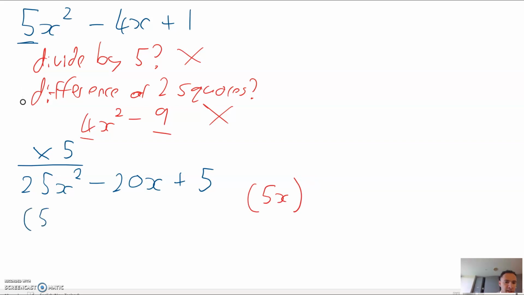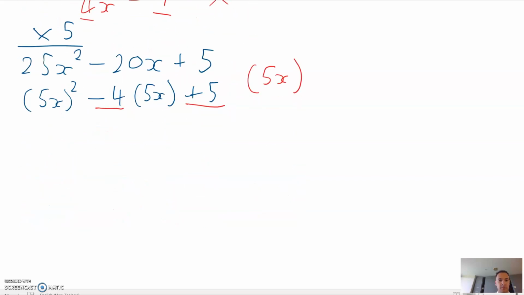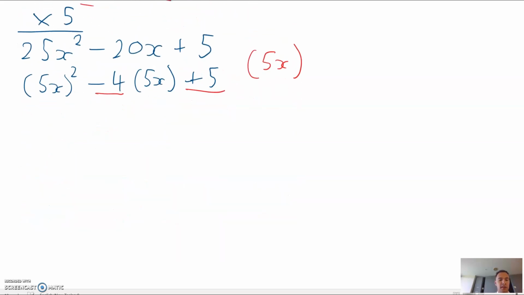So 25x squared becomes 5x all squared. Negative 20x becomes how many lots of 5x? And the 5, it has no x on it, so we just leave it alone. Now what we've done is we've turned it into a normal quadratic. We've got something squared minus 4 of something plus 5. This is just a normal quadratic now.